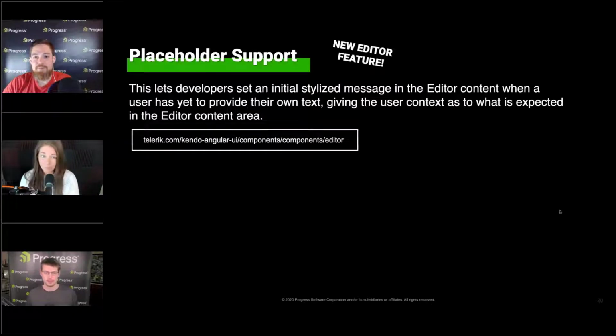So the next editor feature is Placeholder Support, which lets the developer set an initial stylized message in the editor content when a user is yet to provide their own text, giving the user context as to what is expected in the editor content area. And this can be found underneath, of course, components/editor as well. I couldn't find the exact, I was like, where is this detailed? So Carl, you might have to, I know it's under the editor, but where is placeholder support listed? Do you know?